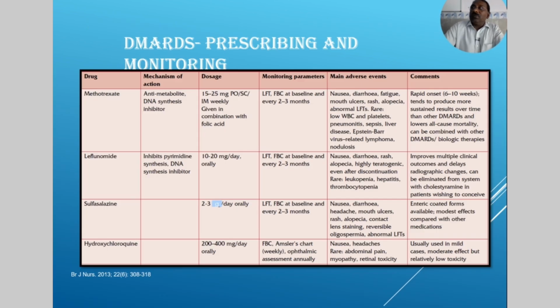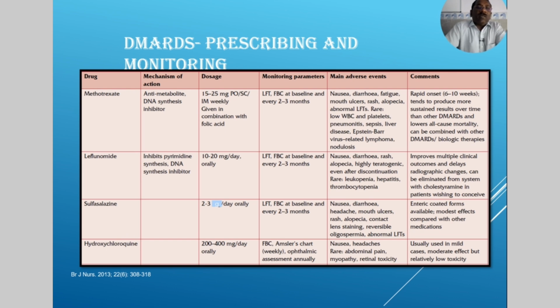Same thing here with methotrexate. See the comments and the mechanism of action. Methotrexate: anti-metabolite, DNA synthesis inhibitor. What are the comments? Rapid onset, tends to produce more sustained results over time than other DMARDs, and lowers all-cause mortality. It can be combined with other DMARDs or biological therapy. It is almost like your metformin in diabetic management: metformin plus sulfonylurea, metformin plus other drugs. In the same way, you combine methotrexate with all other DMARDs.